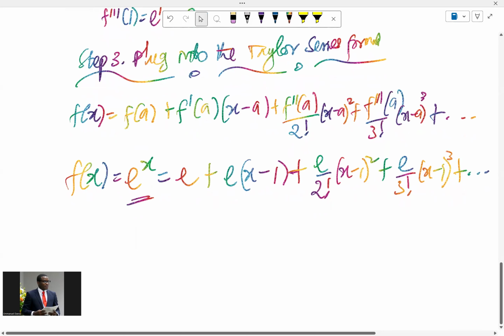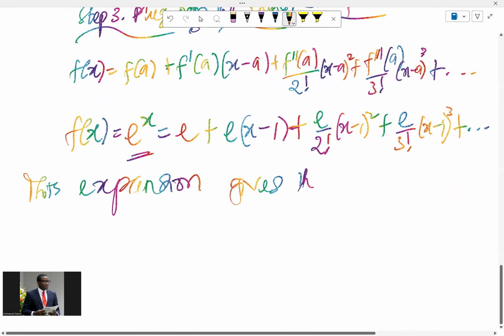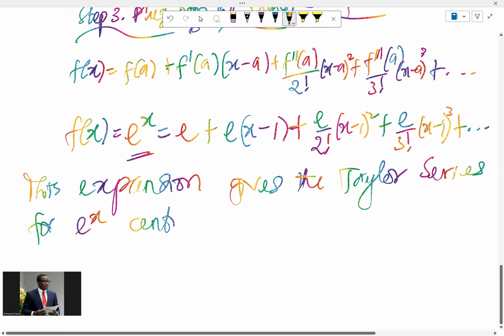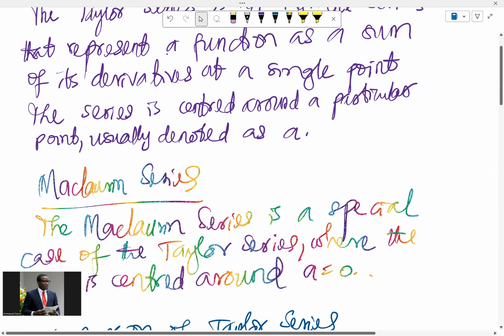So we can say this expansion gives the Taylor series for e raised to power x centered at x equals 1. So that's the expression of Taylor series.